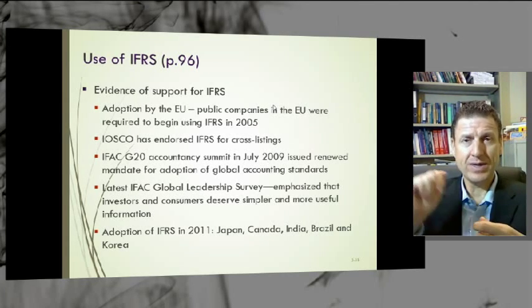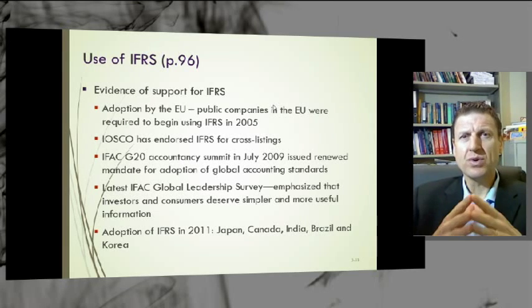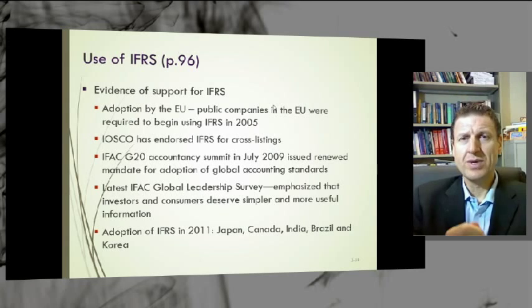You've got the SEC in the US, and you've got other security organizations representing each country around the world. So they've basically endorsed IFRS for cross-listing of companies. So if you're a Hong Kong company or a China company and want to dual list in the USA, now you can use IFRS for your listing in the USA.